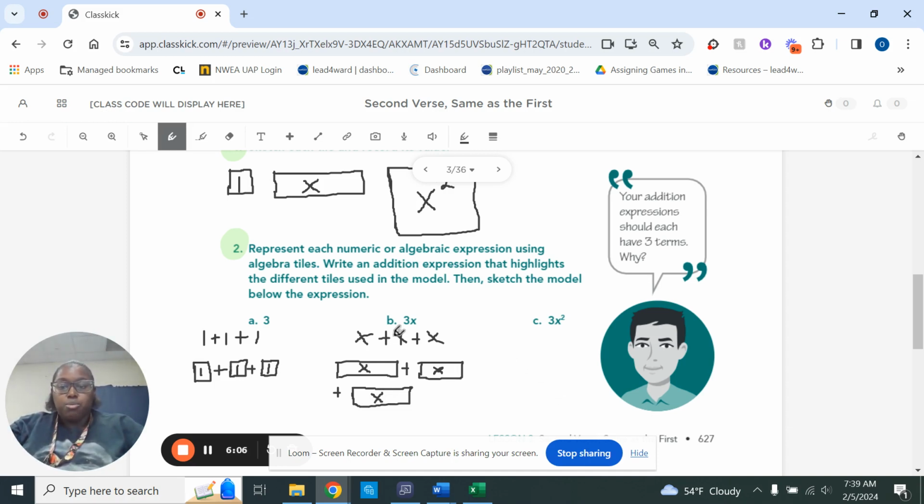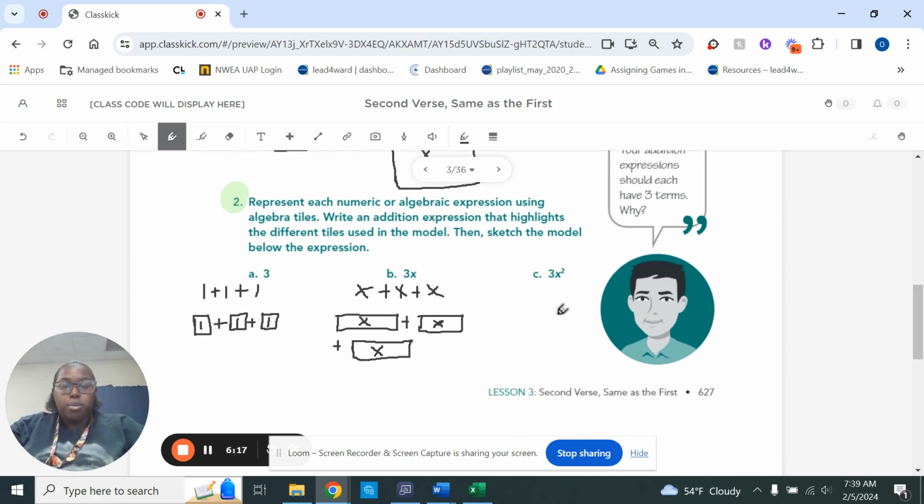So this is what it looks like written out. This is what it looks like with the tiles I showed you a moment ago. And then last but not least, 3x squared, or 3x to the power of 2. So that's x squared plus x squared plus x squared. Remember, the number in front of the variable is the coefficient, and it tells you how many of the variable we have. That includes the exponent, because the exponent is touching the variable.